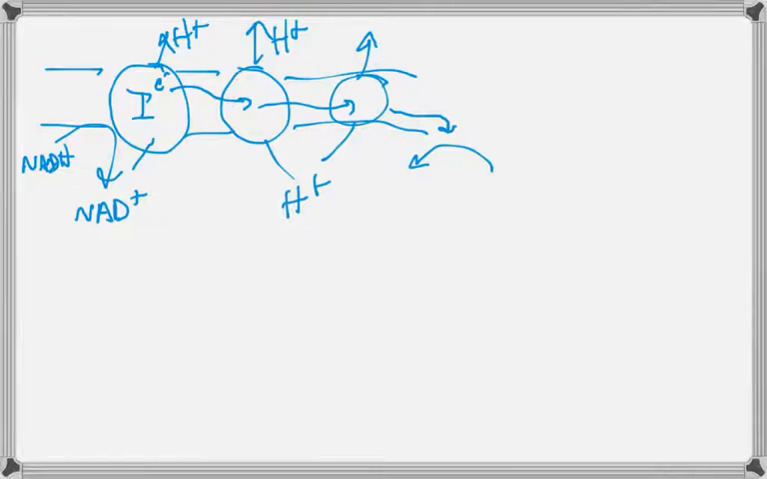Oxygen is one option. If it's anaerobic respiration, it's something else. Nitrate, sulfate, carbonate are examples. So here's our O2. O2 gets consumed. H2O gets produced. And those electrons are now out of that chain so that the chain can continue to occur.